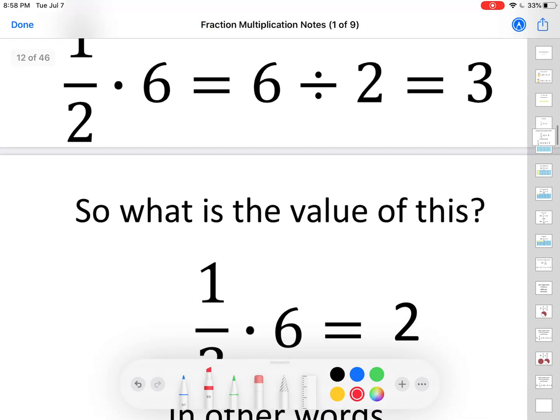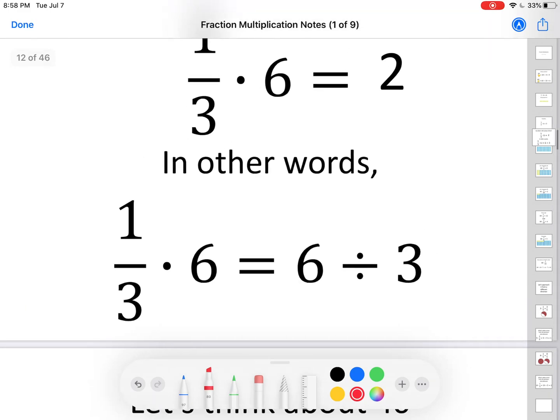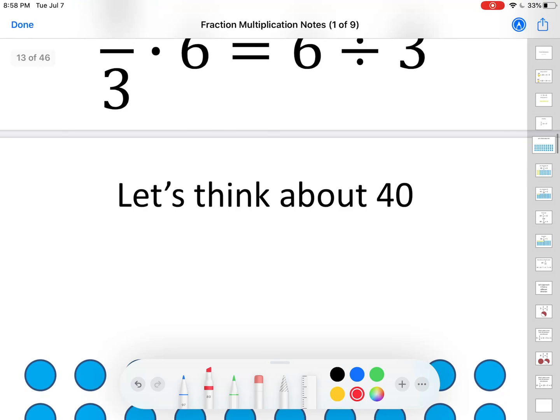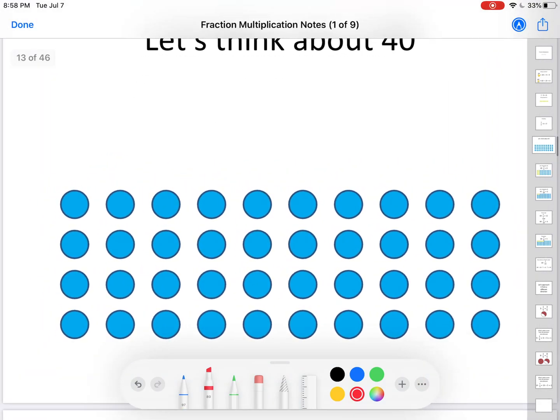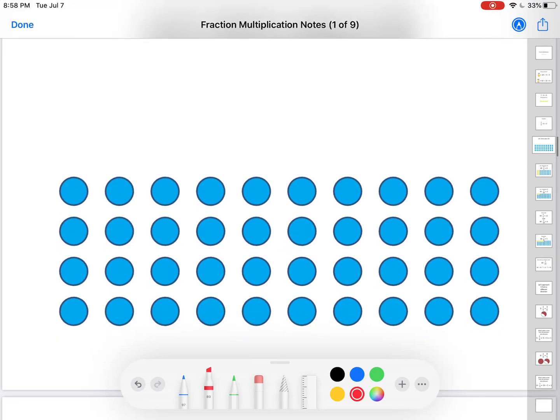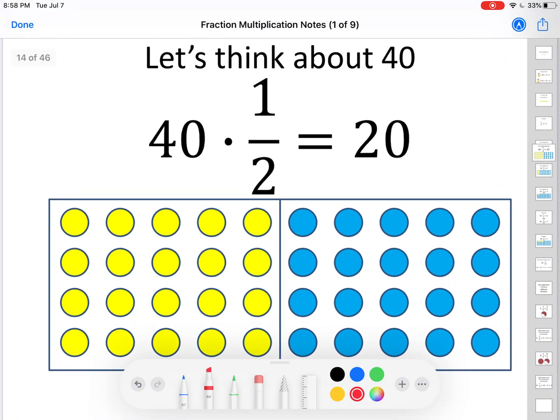Okay, so what's the value of this? 1/3 times 6 is 2 because 1/3 times 6 is 6 divided by 3. So let's think about 40. Here are 40. It's actually 4 times 10, 40. Okay? 40 times 1/2 is 20. Here's half of 40.